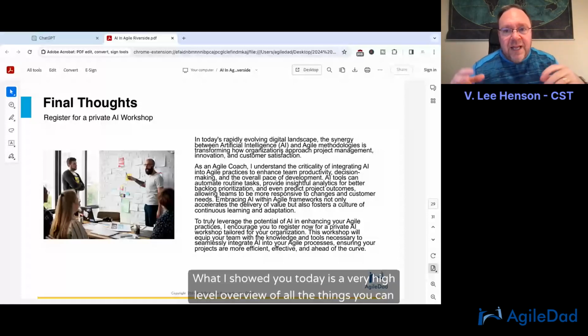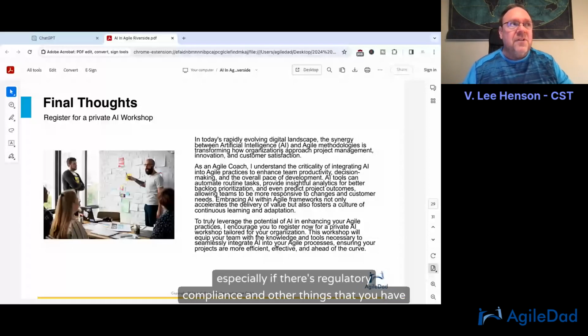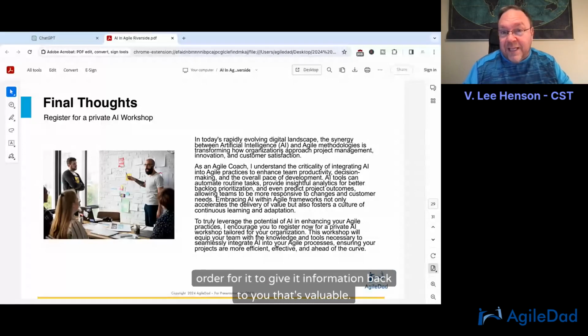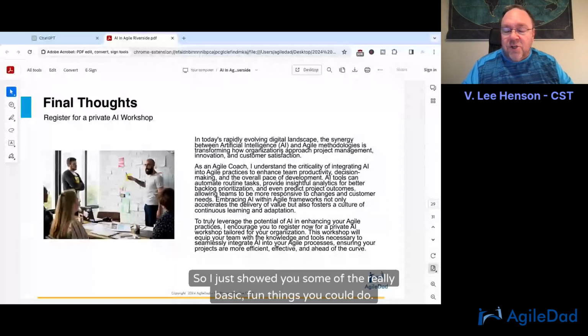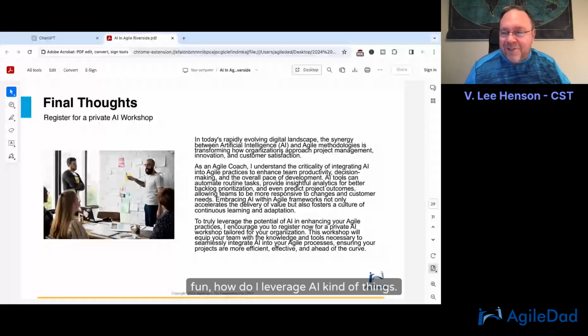What I showed you today is a very high-level overview of all the things you can do. For each different company and for each different type of product or service, especially if there's regulatory or compliance requirements you have to include, sometimes there's more information you have to feed to AI in order for it to give you back information that's valuable. So I just showed you some of the really basic, fun things you could do. I showed you some of the real tricks of the trade.